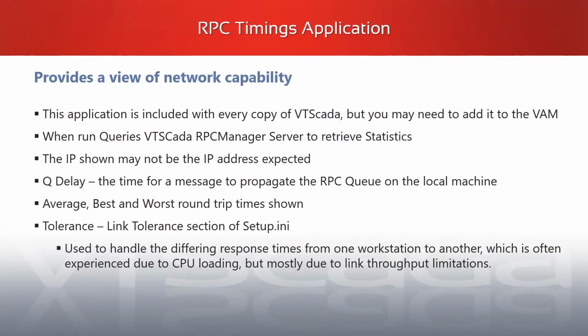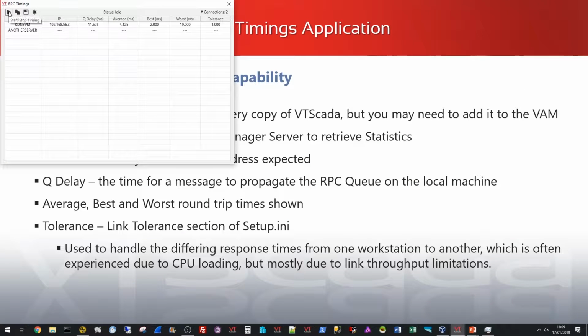You have to edit the setup.ini file, which is in the VTScada directory, and that requires a VTScada restart to get that to reload again. And you name it under the link tolerance section. You list the connection and the tolerance value you want in there. So the last column in the application just shows you the tolerance value that's been set on that particular link if you've been tuning it.